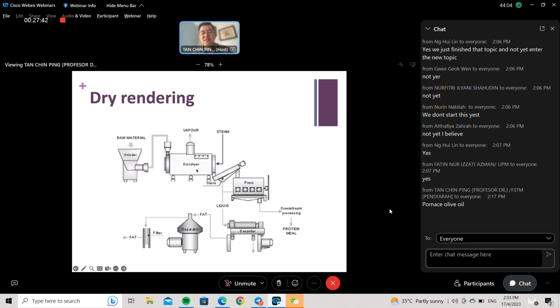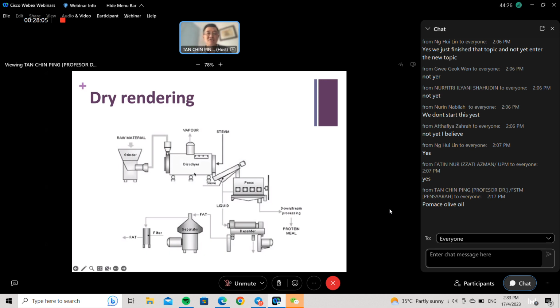So what is a disc dryer? It is still a horizontal kind of rotating, or sometimes it can also be stagnant, but usually they will have rotating. And it is a jacketed disc dryer, so steam will go into the jacketed piping system and transfer the heat to the disc dryer.